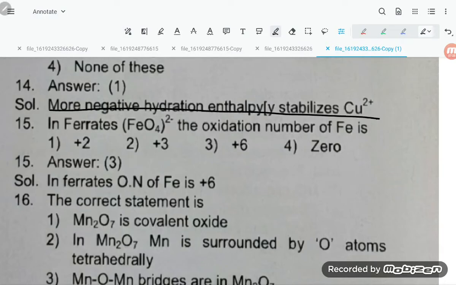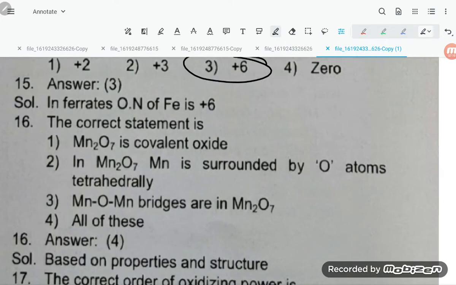In ferrate FeO4 2-, the oxidation number of Fe is 4 times 2 is 8, minus 2, that is plus 6. So in ferrate, the oxidation number of Fe is plus 6.